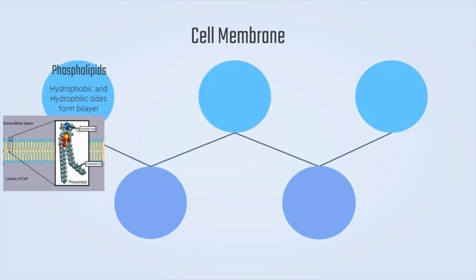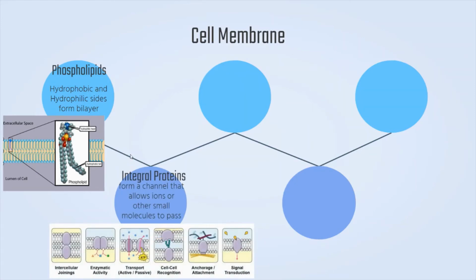So that's why it forms a phospholipid bilayer, which you can see here in this diagram. You can see that the fatty acid tails will point inwards, whereas the hydrophilic heads will point outwards. Another part of the cell membrane are integral proteins, and these are usually embedded within the actual phospholipids, and they form a channel that can allow ions and other small molecules to pass. So you can see its many jobs in this picture.